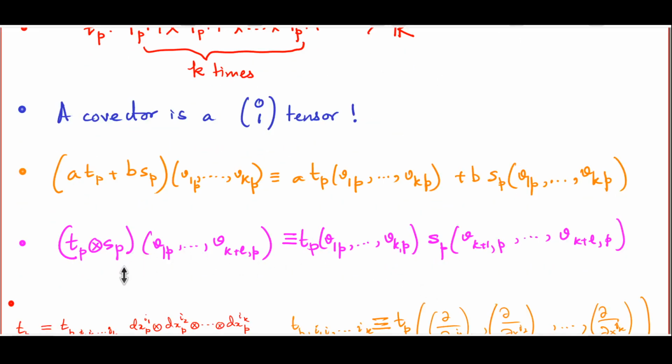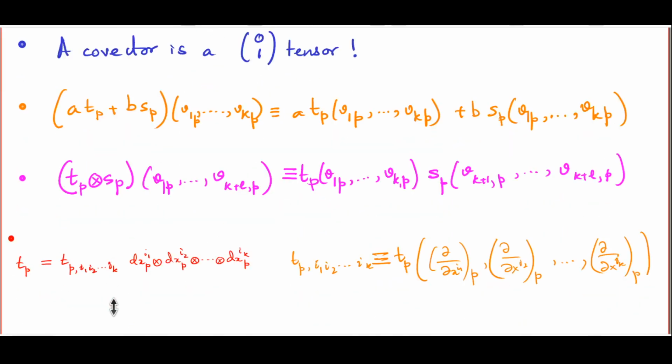We had also defined the tensor product TP cross SP of a 0k and a 0L tensor, which is a 0 k plus L tensor. So it takes k plus L tangent vectors as arguments, V1P all the way through V k plus L at P, and this gives us the number which is TP acting on the first k arguments of this set and SP acting on the last L of them. It is easy to prove that this yields a k plus L tensor at the point P.